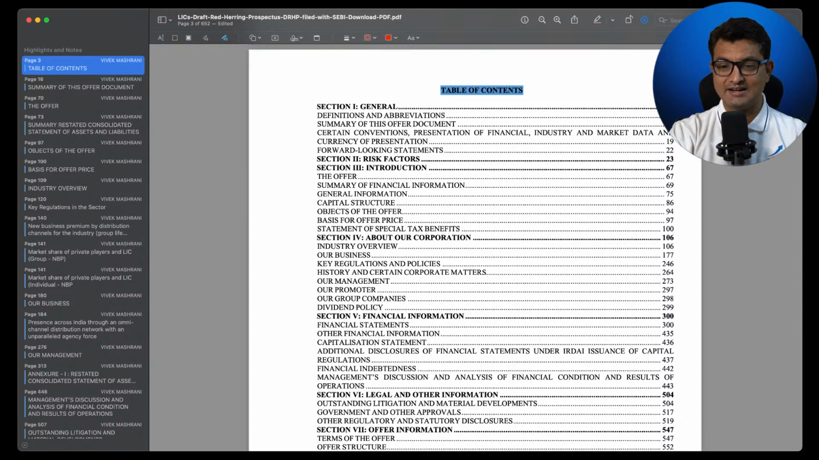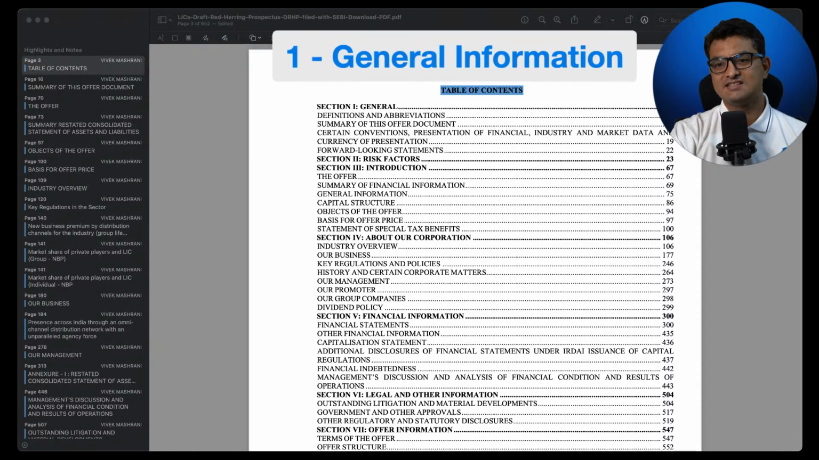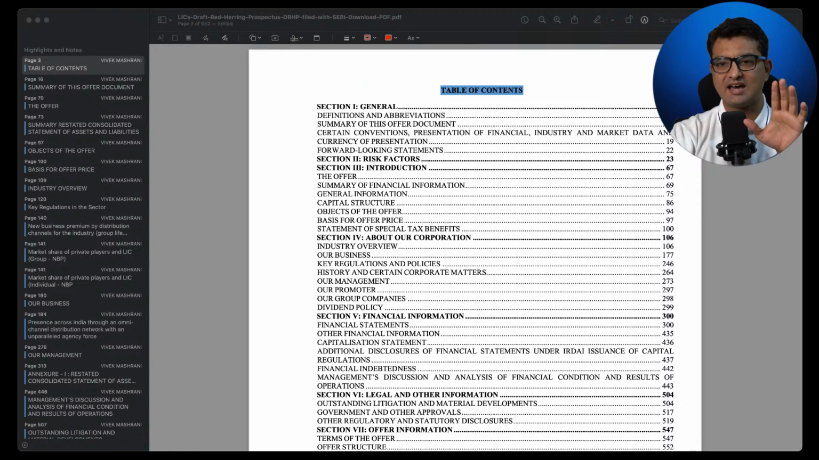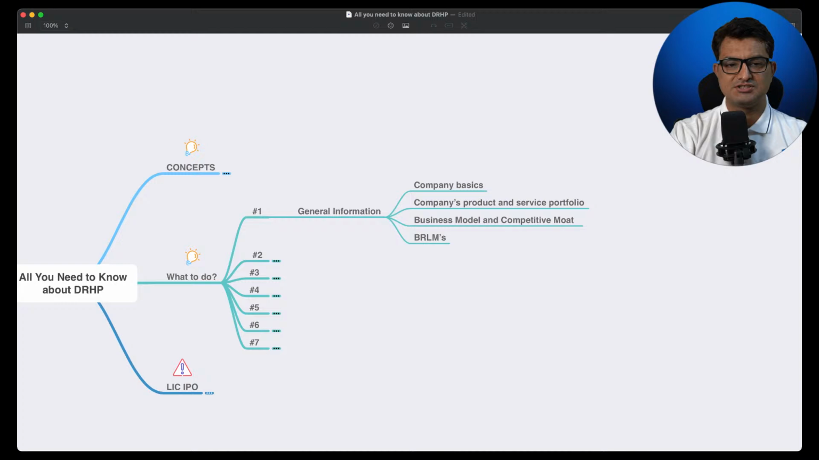Yeah, it is literally impossible, as you might have wondered, to digest this information. And that is where, whichever sections I'm telling you, you need to focus on only those sections to get most of this entire prospectus. So that is what we are going to dissect in this particular part. The first thing you need to see is general information.